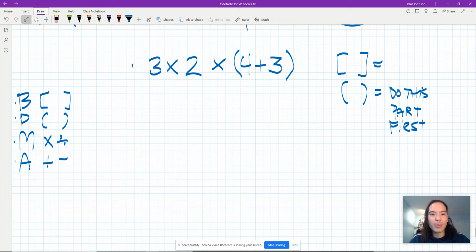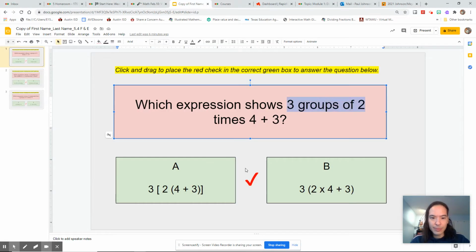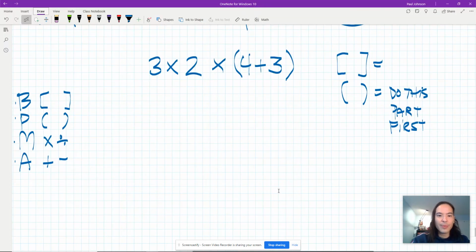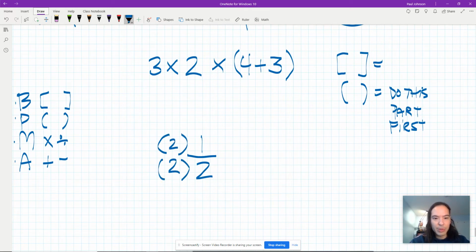So let's see if we have a problem that looks kind of like this. 3 groups of 2 times the sum of 4 plus 3. Okay, so it looks like we have something similar, but not totally the same. So I got to show you something to remind you. Remember when we were finding common denominators with fractions? We would multiply by putting a number next to a number in parentheses.